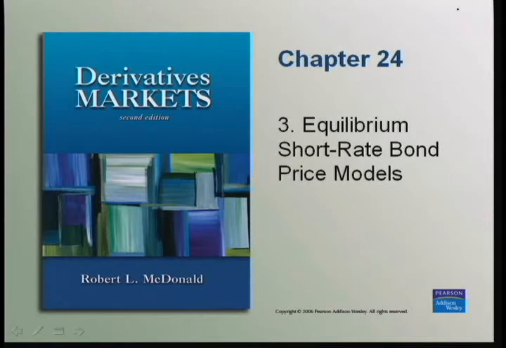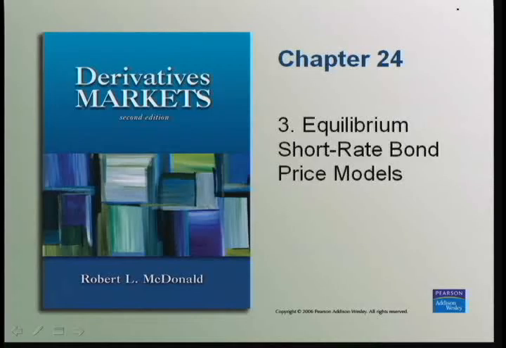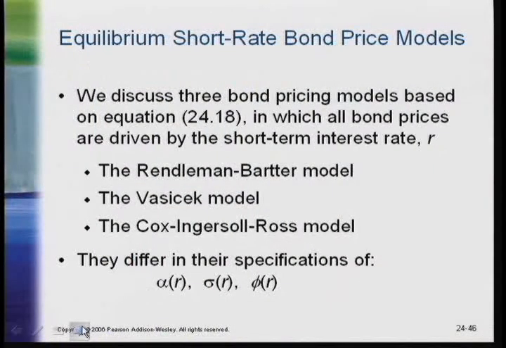In Module 3 of Chapter 24, we'll continue our study of the short rate models introduced in Module 2. We're going to discuss three bond pricing models that are fairly well known in practice. The first is the Rendleman-Bartter model, which we'll then follow up with the Vasicek and the Cox-Ingersoll-Ross model. Each model, we will see, has some advantages and some shortcomings.